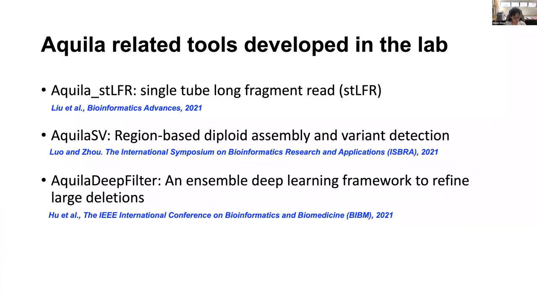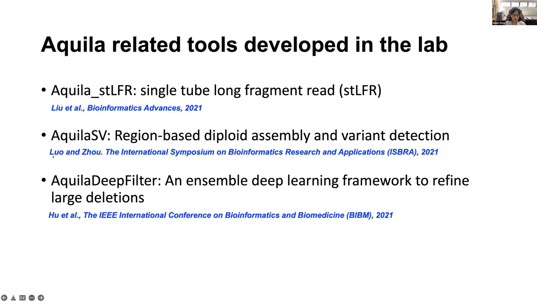Okay, I think I still have a little bit of time to go through some other Aquila related tools developed in the lab. The first tool is called Aquila STFR. As I mentioned, China BGI invented this promising single tube long fragment read, called STFR. We extend Aquila to this STFR. Now we also provide a module that can do hybrid sampling for both linked reads and STFR.